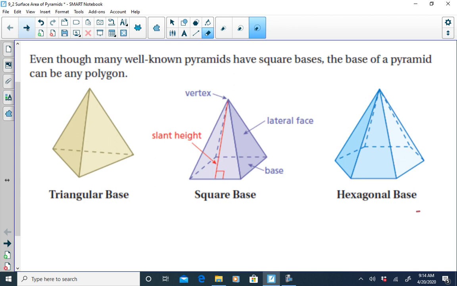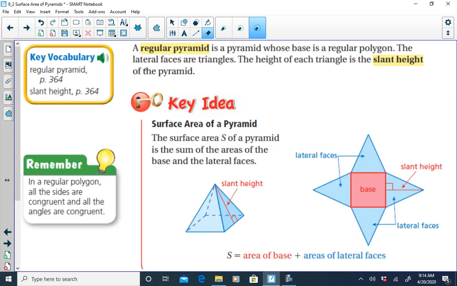of the pyramids. A regular pyramid is a pyramid whose base is a regular polygon. The lateral faces are triangles. We just highlighted that. The height of each triangle is called the slant height of the pyramid. So if you look at this example here, we have a base that is a square, so the name would be a square pyramid, or a rectangular pyramid is fine.